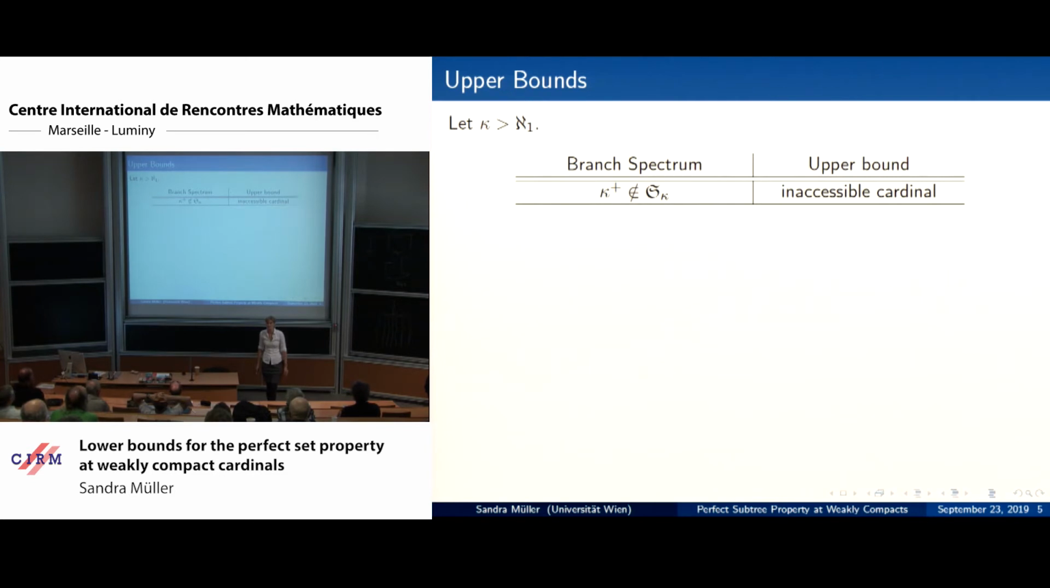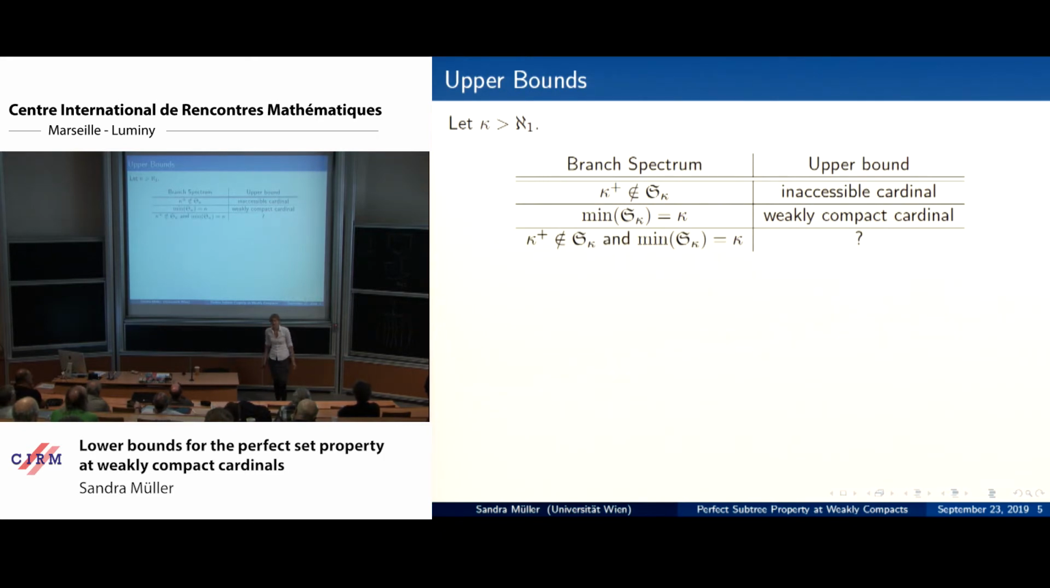Let's think about some upper bounds. I will consider exactly the same properties as on the previous slide. Let's look again whether kappa plus is an element of the branch spectrum. Well, that's actually very easy to force. The only thing you need is an inaccessible cardinal. The second thing, I already said, it follows from the tree property. So what we need is a weakly compact cardinal. So far, so good. We are still very low in the large cardinal hierarchy. Let's see what happens if we take these 2 simple properties and just combine them. So what happens if we ask for both? We ask that kappa plus is not in the branch spectrum, and that the minimum of the branch spectrum is actually equal to kappa.